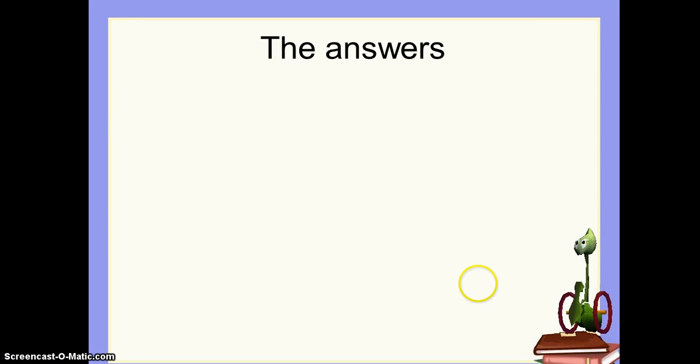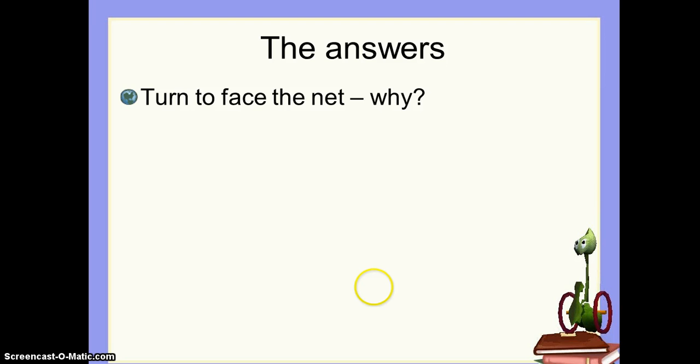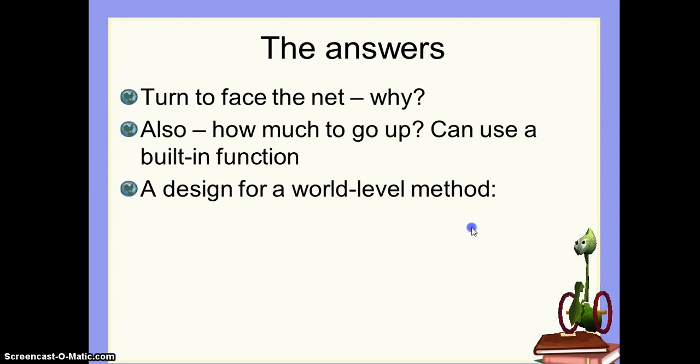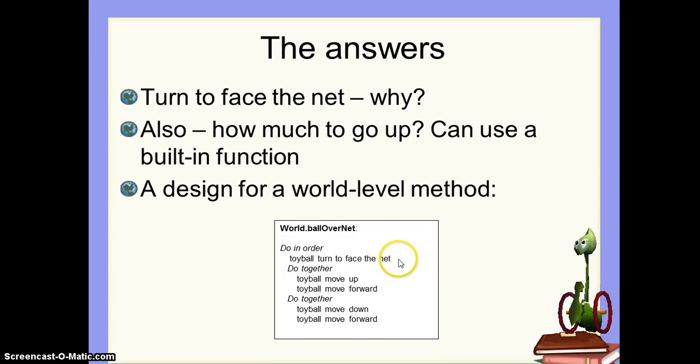So here's the answer, or here are some of them. Turn to face the net. Why? Because we need to have it face the net, but we have to figure out how we want it to face the net. And also how much to go up. We can use a built-in function for that. So here's a design for a method. Turn to face the net, go up, go forward, go down, go forward. So you saw that, but there's a subtle little trick that I want to show you.